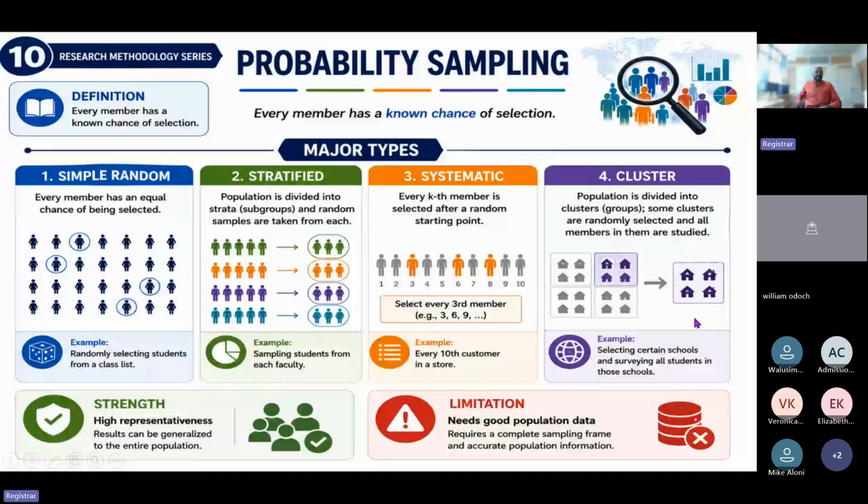So the strength of probabilistic sampling: they are the best ones, the most effective ones for scientific research. In almost all PhD research, we expect probabilistic sampling. The goodness is that it has high representativeness of each member of the population being a part of the sample. That means there is high generalization capability, so the results can be more generalized.